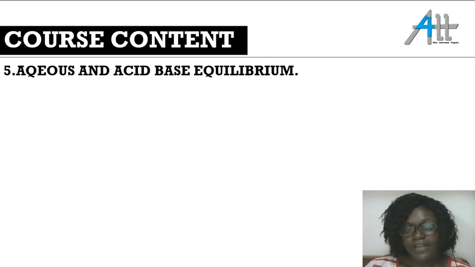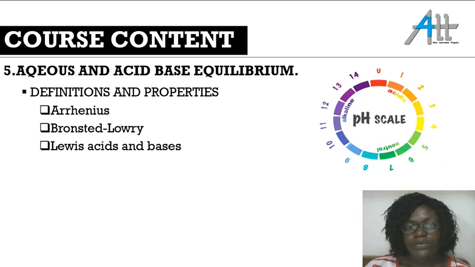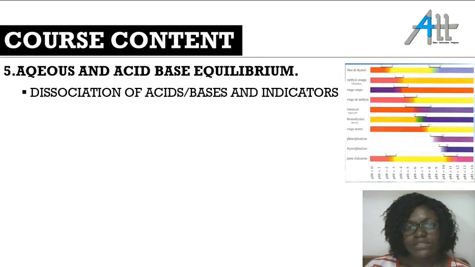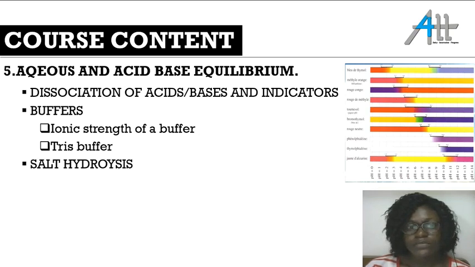We are going to move on to chapter 5. In chapter 5, we are going to be talking about aqueous acid-base equilibrium. Under aqueous acid-base equilibrium, we are going to talk about the definitions and properties, Arrhenius theory, Bronsted-Lowry theory, Lewis acids and bases, polyprotic acids and bases. We are going to continue with dissociation of acids and bases and indicators, and buffers. Under buffers, we are going to talk about ionic strength of a buffer and buffer capacity. We are going to continue with salt hydrolysis.